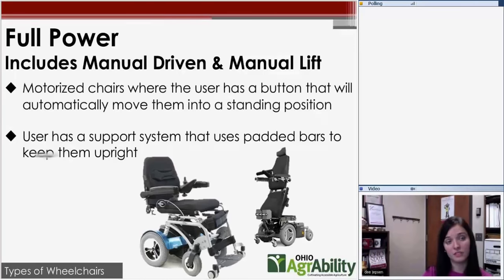And then the final type is a full power. So this is a power-driven power lift, where it's a power chair, in essence, that basically will just operate through a joystick system and push the user up into a standing upright position and then back down, and then functions in seated like a regular power chair would.